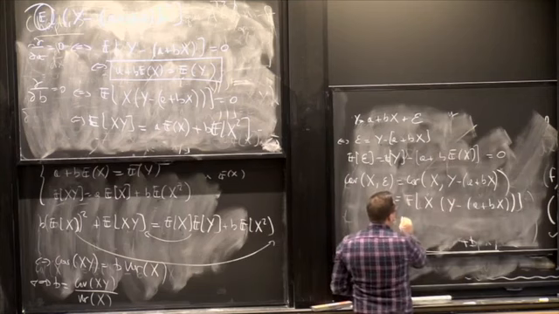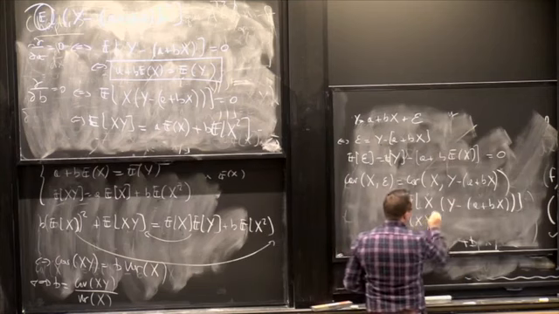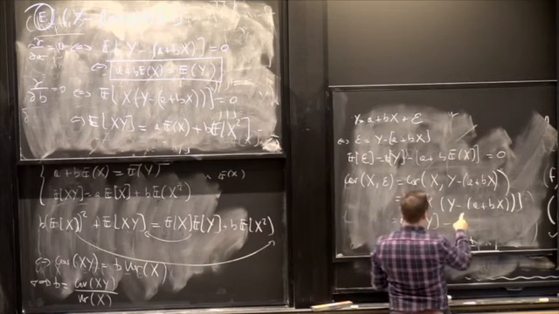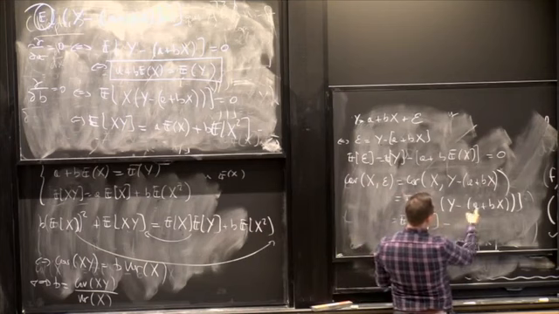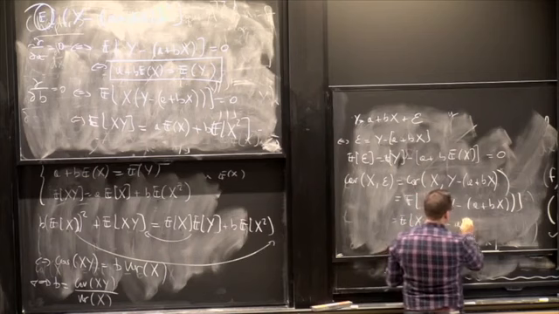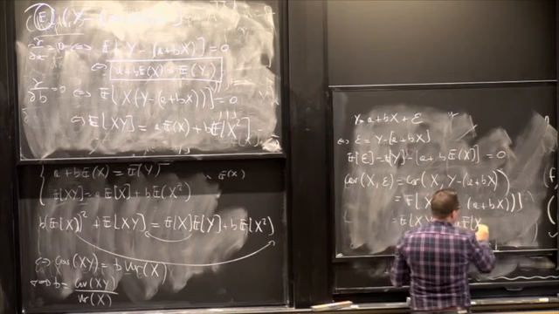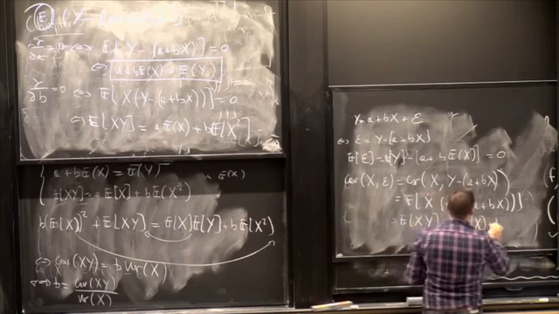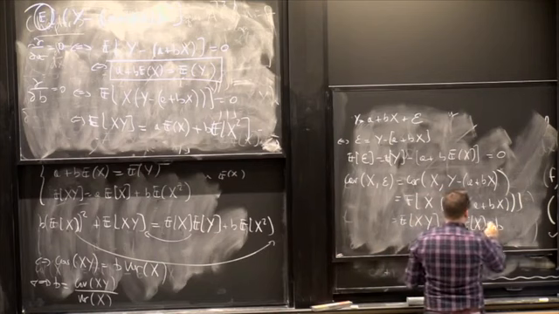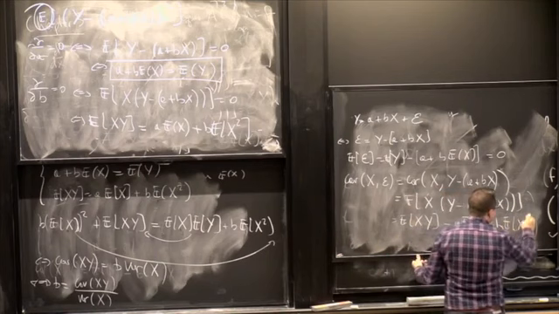So this is the expectation of x times y, minus the expectation of a times x, which is a times the expectation of x, minus b times the expectation of x squared.